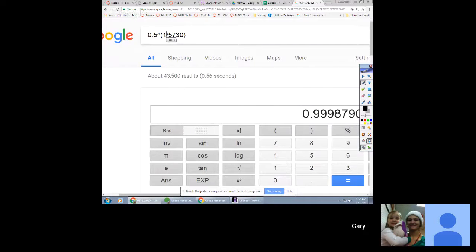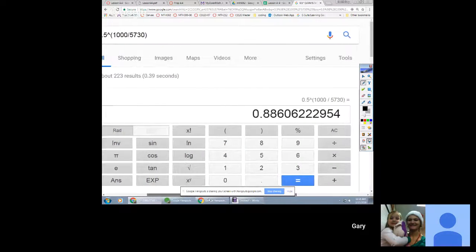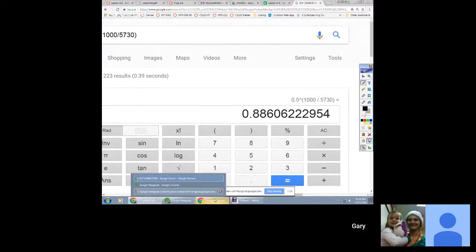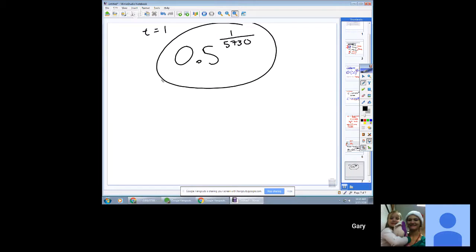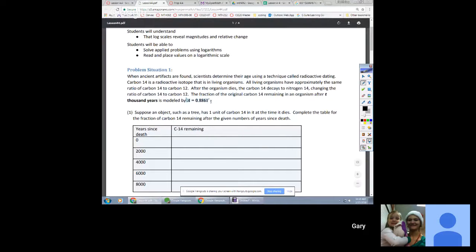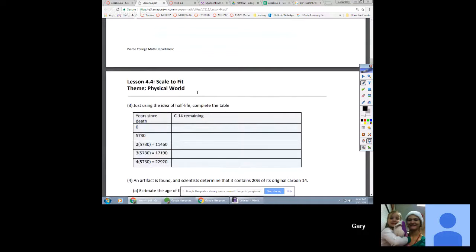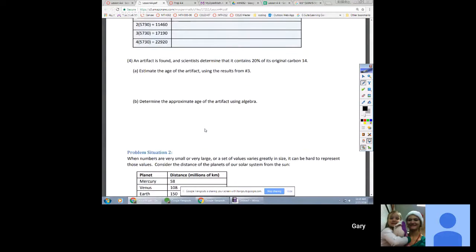Maybe we need to try a bigger number besides 1. Let's try 1,000 years instead of 1 year. Okay, does that number look familiar? 0.886, what would I round to get 4 decimal places? 0.8861, not looking familiar? So that's what they gave me on page 1. They said if you go by 1,000 years, you can use the base 0.8861. Okay, so I'm just making the connection that the half-life version of the formula matches what they were talking about up there.